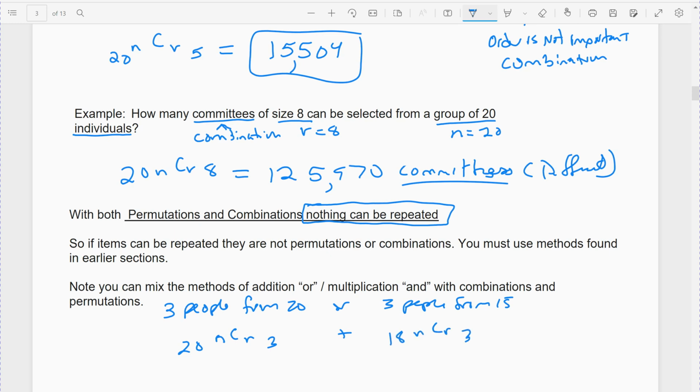So if I'm picking from different groups, suppose one of these groups is men, one of these groups is women. So I could pick 3 women out of 20, or I could pick 3 people from my group of men. So again, we can use "and" or "or." When we use "or," we add. If we use "and," so if I change this to, instead of "or," I'm picking 3 people from 20 and 3 from 15, well, then we multiply the two combinations. So again, we can use ands and ors and switch back and forth.